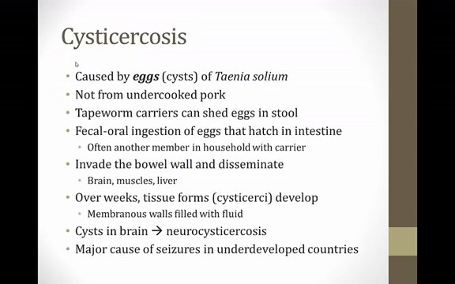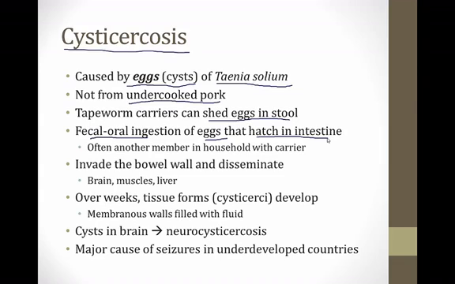A related disease to teniasis is called cysticercosis, and this is caused by the eggs or cysts of Taenia solium. It's very important to understand that this condition is not from undercooked pork. The way you get cysticercosis is that tapeworm carriers, so people who are infected with the tapeworm, shed the eggs in their stool, and then someone else will have fecal oral ingestion of those eggs, which will then hatch in the intestine. So often when someone gets cysticercosis, there's another member of the household who is a carrier of the tapeworms and shedding the eggs in their stool.